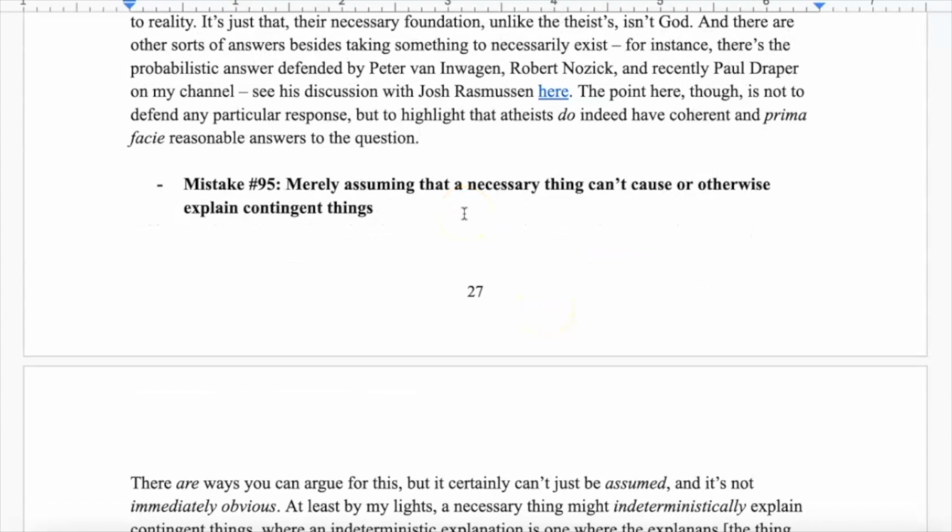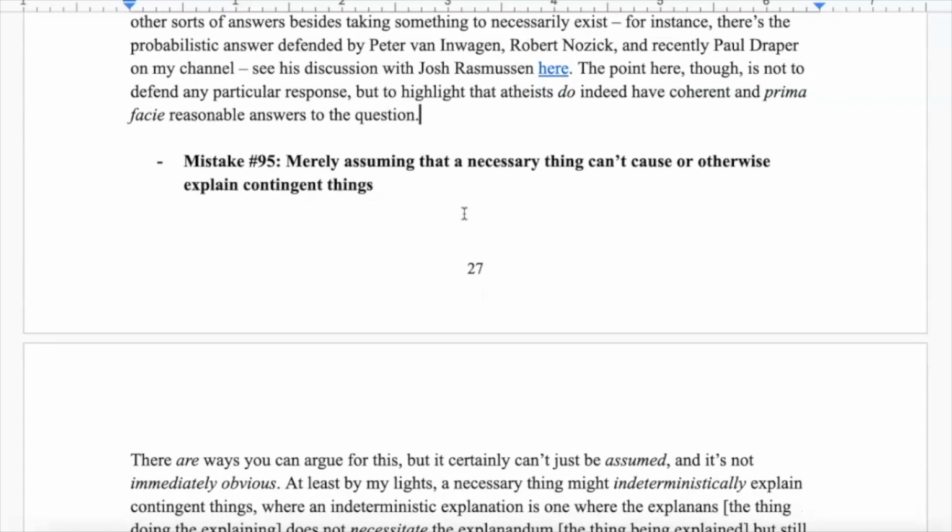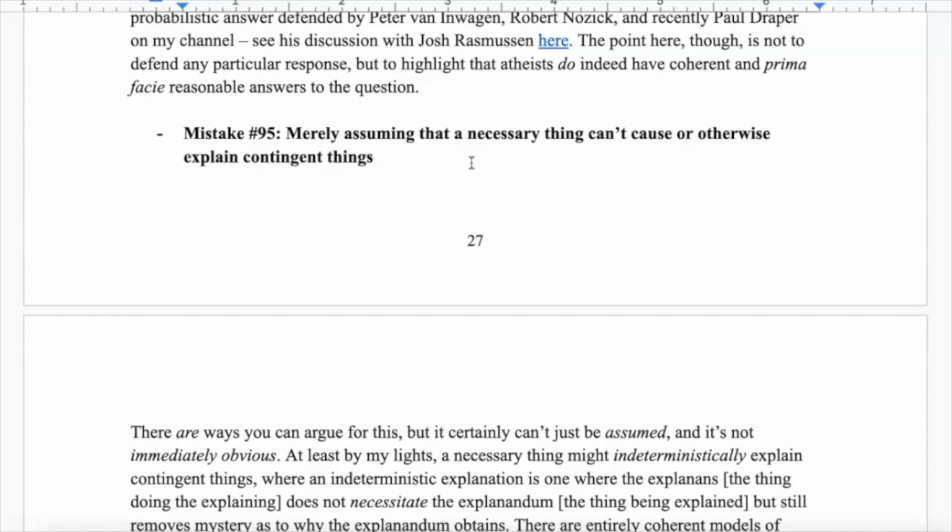Okay, mistake number 95. Merely assuming that a necessary thing can't cause or otherwise explain contingent things. Very often when I see non-theists objecting to the contingency argument, they'll merely assume that a necessary thing can't cause or otherwise explain contingent things, right? Because otherwise they wouldn't be contingent. They're sort of necessary consequences of something that's necessary, and hence they'd have to be necessary. That's one of the guiding ideas behind this thought.